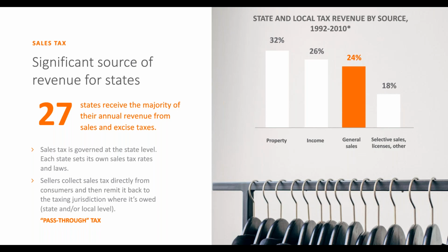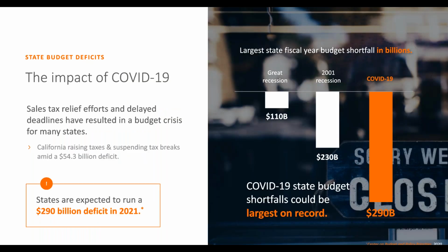And you can see here, general sales, 24%. So it's very important, and it's something that has to be done right. And with a lot of the pitfalls of 2020, we're seeing states get more aggressive when it comes to sales tax collection and sales tax revenues. Look just here at the deficit in 2021, almost $290 billion. That's wild. California's raising taxes and tax rates. They have a $54 billion deficit. So 2020 impacted it in an immense fashion, and now's the time where we have to take a proactive approach.